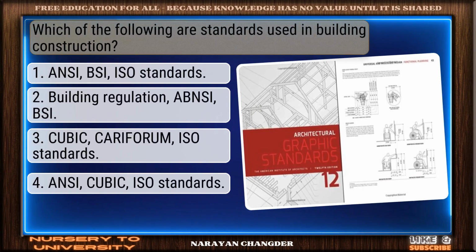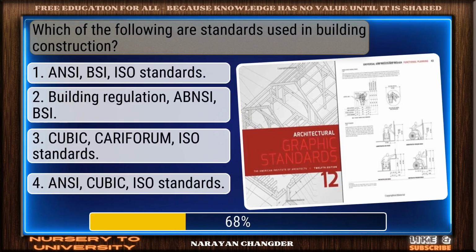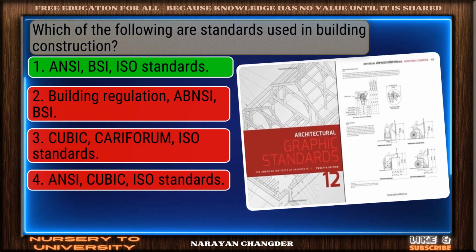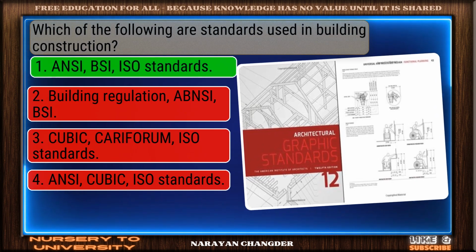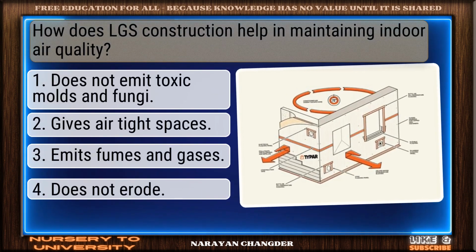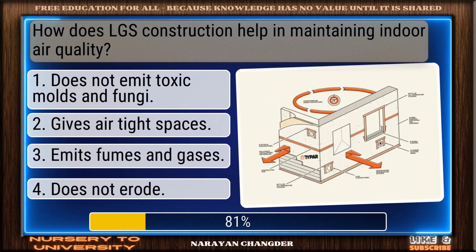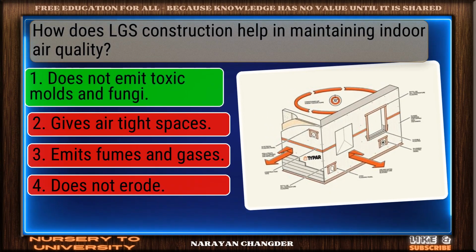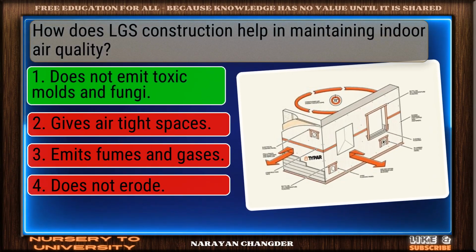Which of the following are standards used in building construction? Smart move. ANSI, BSI, ISO standards is an accurate answer. How does LGS construction help in maintaining indoor air quality? Strong choice. Does not emit toxic molds and fungi is the right answer.